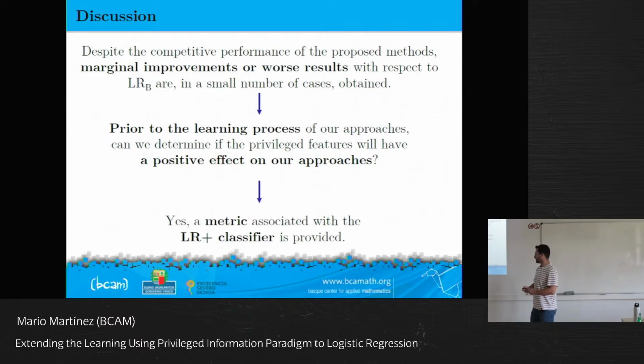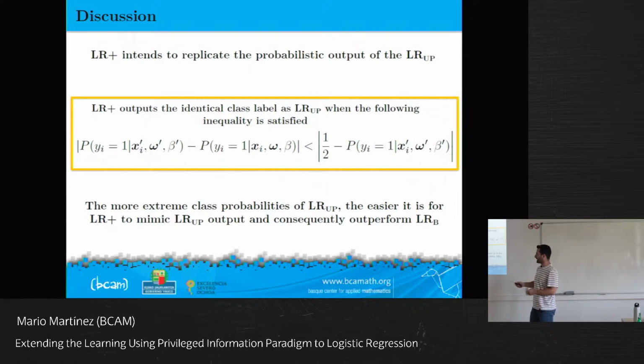Yes, a metric associated with the LR plus classifier is provided. But before explaining this metric, I'm going to explain something that is really important. As a quick reminder, as we have seen in the previous slide, LR plus intends to replicate the probabilistic output of the LRUP classifier. So we obtain that LR plus outputs the identical class label as the LRUP classifier when the following inequality is satisfied.